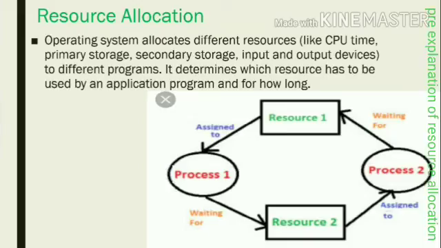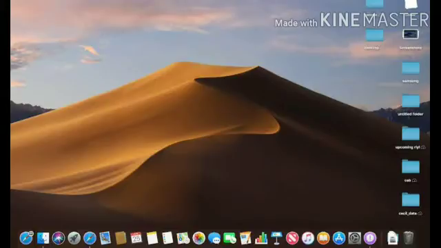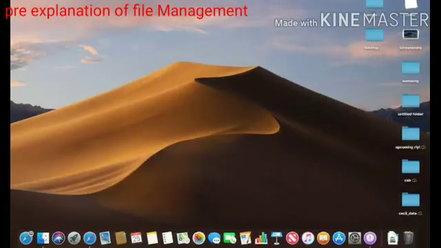Let's read the definition. The operating system allocates different resources like CPU time, primary storage, secondary storage, and input and output devices to different programs. It determines which resource has to be used by an application program and for how long. Students, our last topic of this lecture is file management. File management is another feature of the operating system.